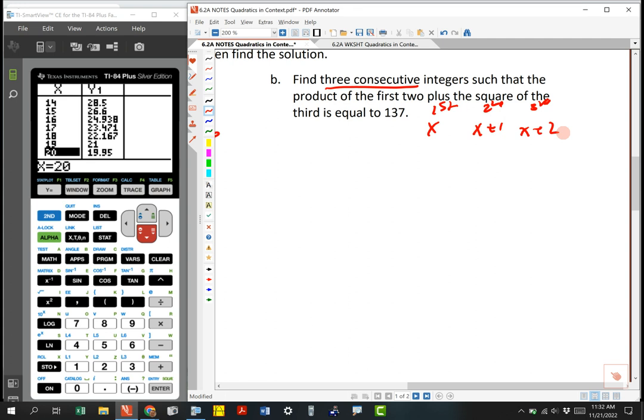Okay, that's how we're going to represent the 3 numbers we're looking for, because it said find 3 numbers. That's what they're asking for. Such that the product of the first two, so if you take the first one and the second one and multiply them together, plus the square of the third one, x plus 2 quantity squared, is equal to 137.